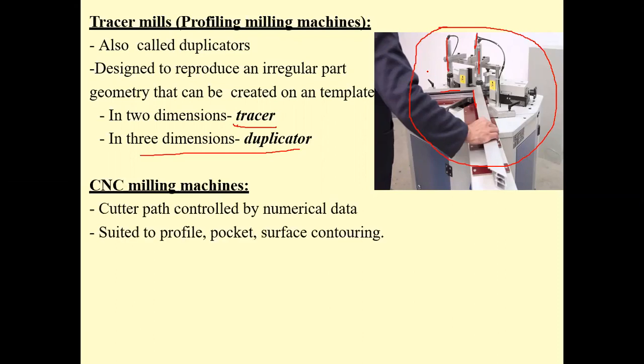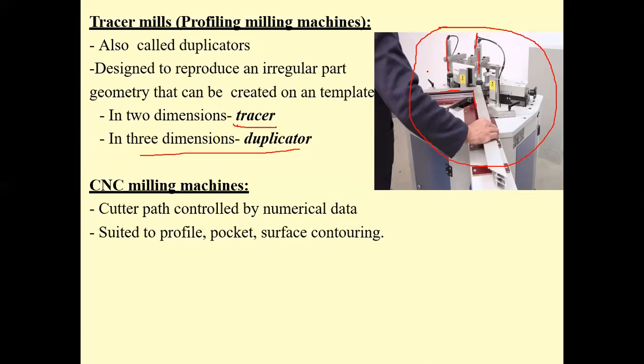Then coming to the CNC milling machine. Like whatever we have seen in the previous machines, whether it is a lathe machine, drilling machine, or other machines, the machines can be controlled manually or controlled by computer. If the machine is controlled by computer, then it is called a computer numerical control machine. Similarly, milling machines are not only controlled manually or automatically, but can even be controlled by computer. If the milling machine is controlled by computer, it is called a CNC, computer numerical control milling machine. So the cutter path is controlled by numerical data.